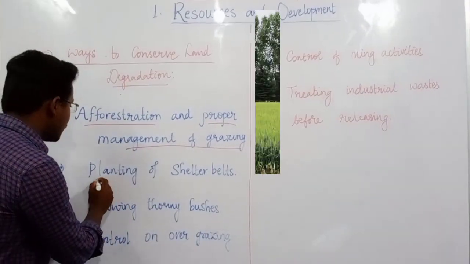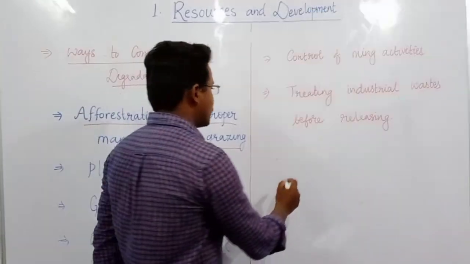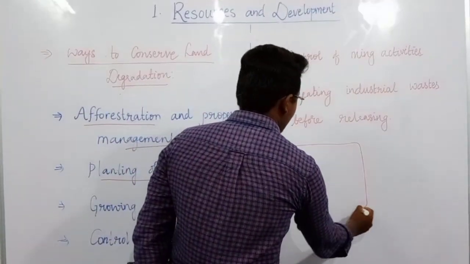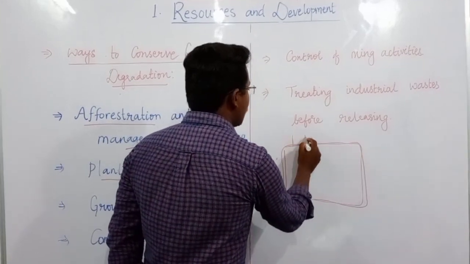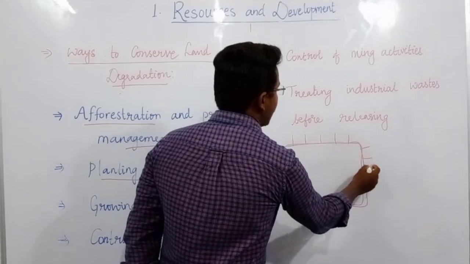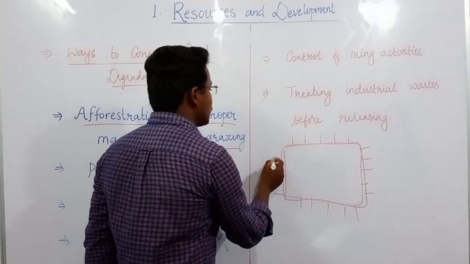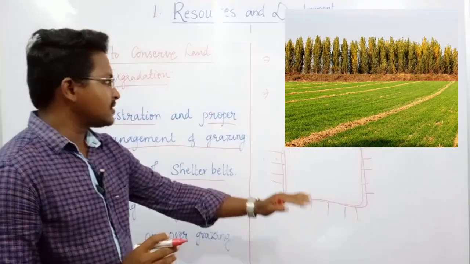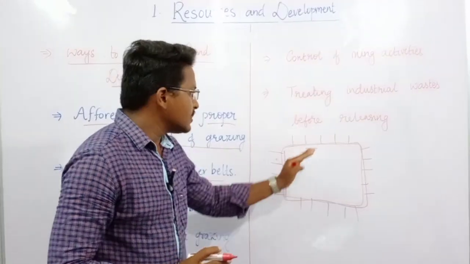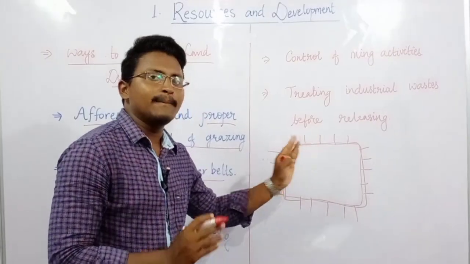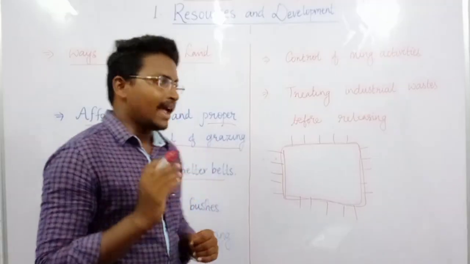Then the second one is planting of shelter belts. Planting of shelter belts means, for example, this is a field, or a cropping area. What we need to do is plant some trees on all the sides of this field. Why? Because these trees can control soil erosion, or land degradation. These plants will stop the soil erosion, and will not allow the process of land degradation.